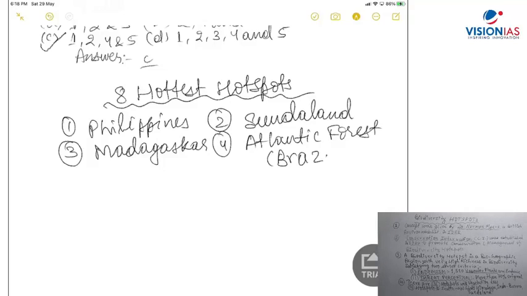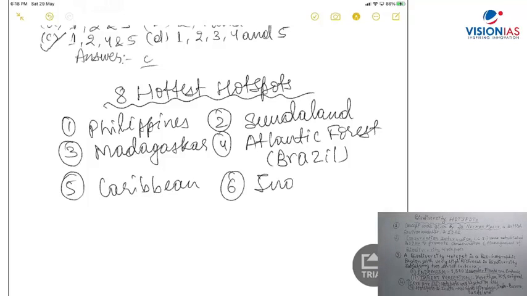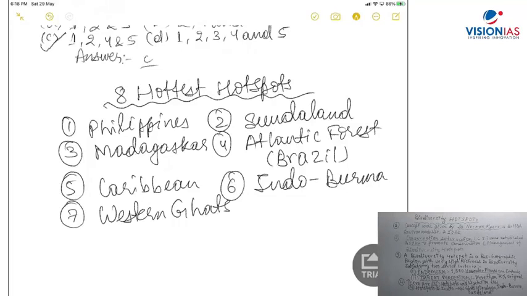Right, Brazil has the Atlantic Forest. Then there are the Caribbean islands, Cuba and others, which are also a hotspot. Then Indo-Burma, which is also called a hottest hotspot, and which includes part of India. The 7th one is the Western Ghats, also considered one of the hottest hotspots, along with Sri Lanka.